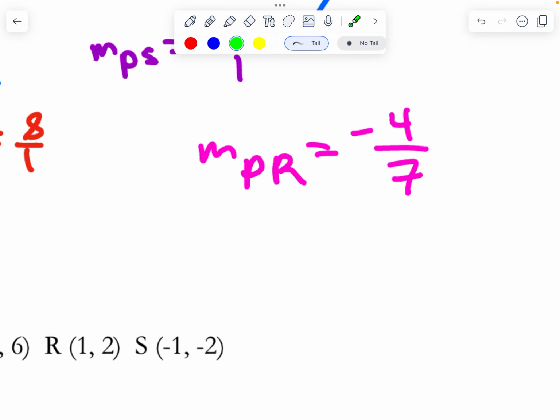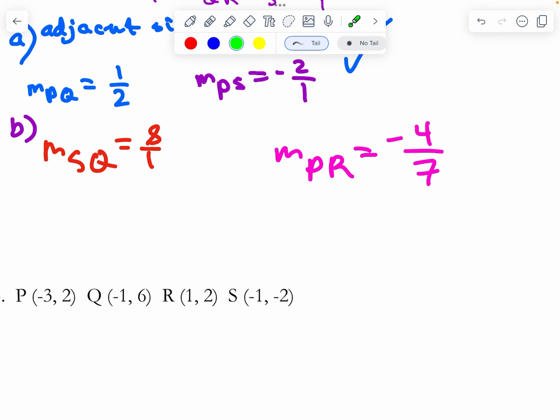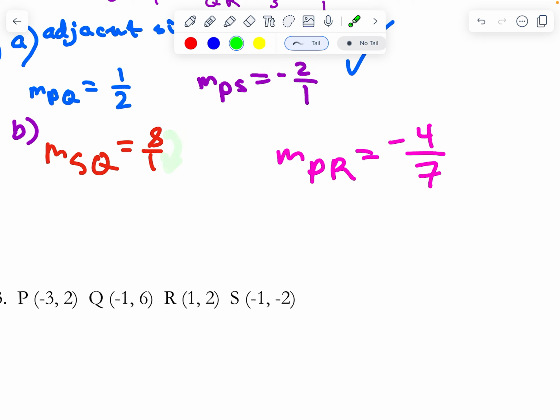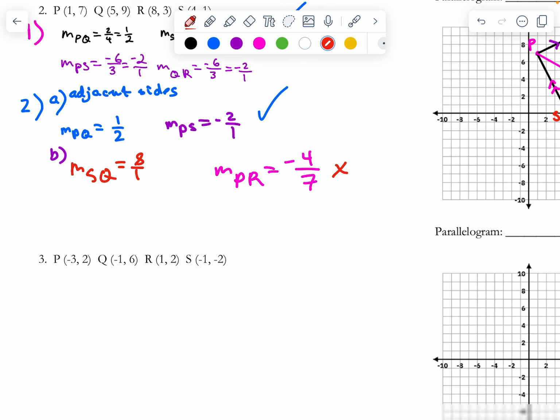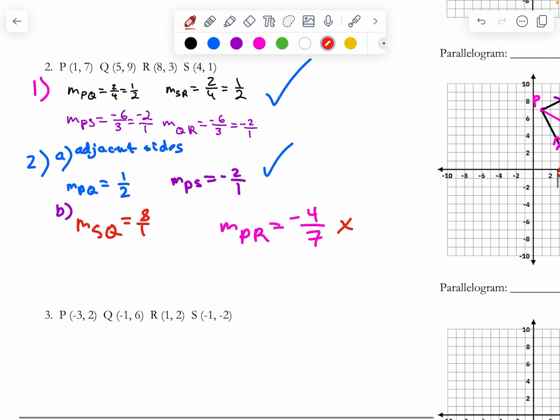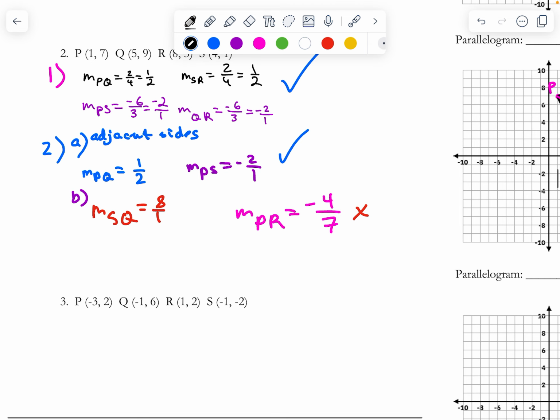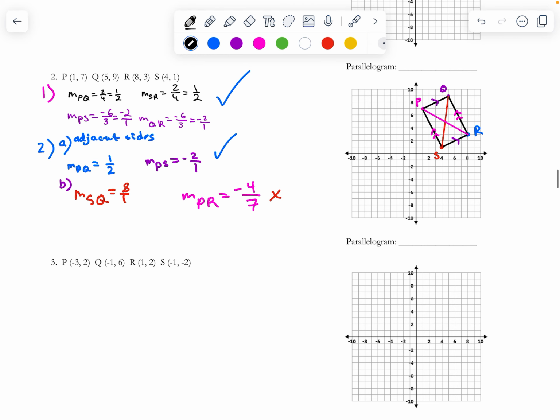All right. Now here, although these are opposites, we've got a positive 8 over 1 here and a negative 4 over 7. The flipped version, or the reciprocal, of 8 over 1 would be 1 over 8. So these are not perpendicular. So here, these are not perpendicular, which means that for sure, this is a diagonal, right? It's one or the other. It's, in this case, a rectangle. So here, what I would say is this is a rectangle, and we just write that right here.